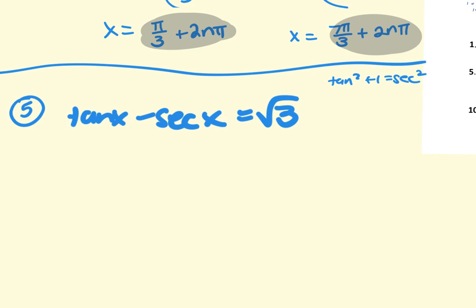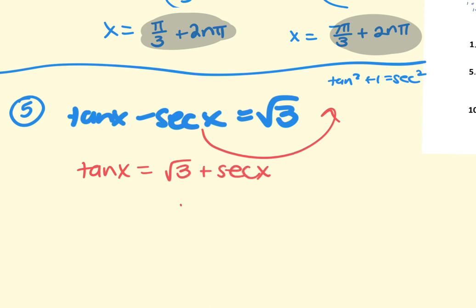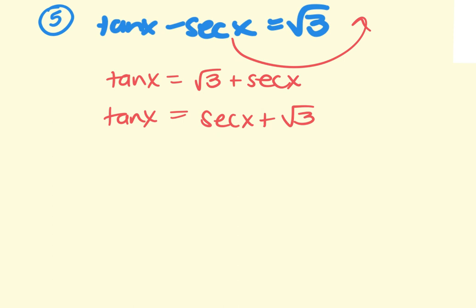So I want to isolate them. I want to move one to the other side. And it doesn't matter which one you move, but obviously if I do secant, it keeps everything positive. So I would get tan of x equals root 3 plus secant x, or secant x plus root 3. Order doesn't matter. And we're typically more used to seeing it that way. Now I would square both sides of the equation. And I get tan squared x equals secant squared x.